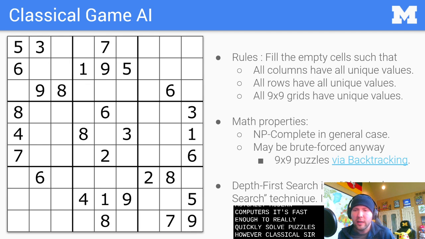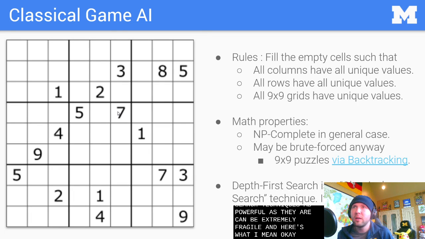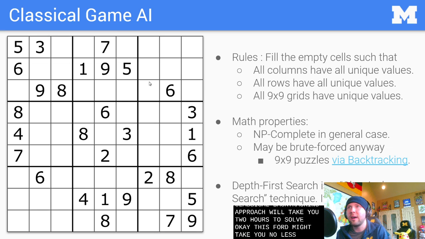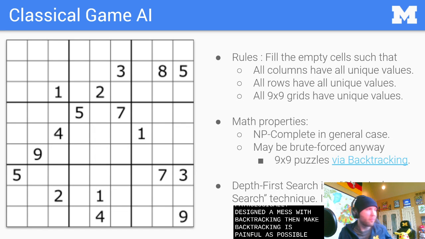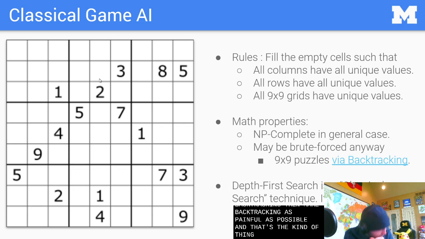However, classical search techniques, as powerful as they are, can be extremely fragile. And here's what I mean, okay? Here's a board. It looks pretty innocent, doesn't it? But solving this board with a classical backtracking approach will take you 2 hours, okay? This other board might take less than 20 milliseconds for your modern computer to solve, but this one will probably take minutes or hours. It has been pathologically designed to mess with backtracking and make backtracking as painful as possible.